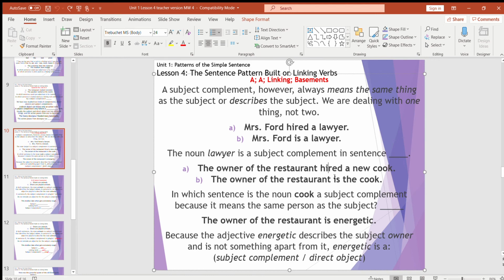Action verb, linking verb. So the owner of the restaurant is energetic. So because the adjective energetic describes the subject owner and is not like a separate noun or anything like that, it is the same person being discussed. Is energetic a subject complement or a direct object? It complements the subject. It describes it, so it would have to be a subject complement.